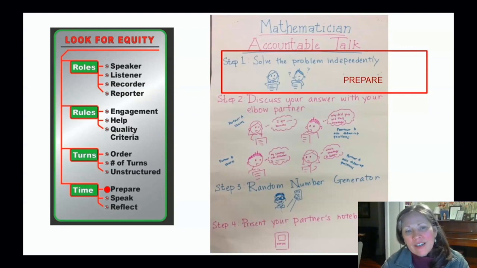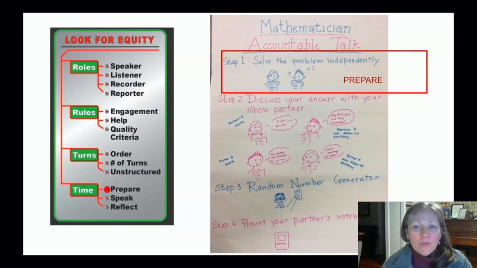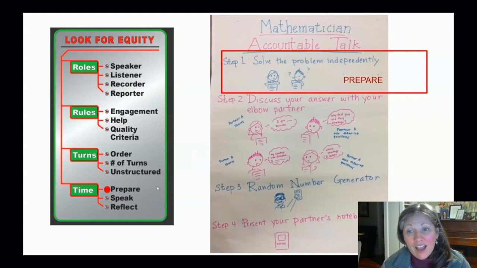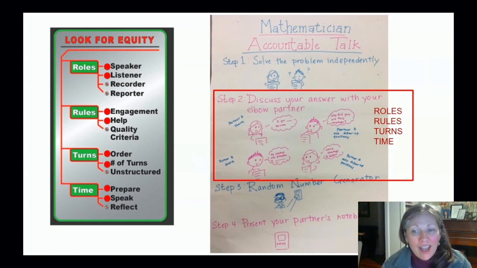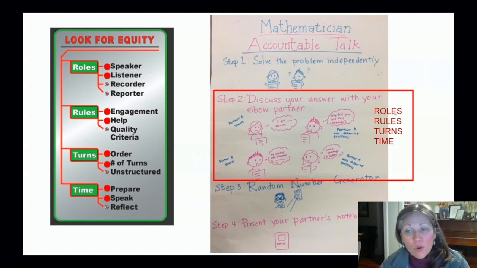So how do we do this? Well, there's 4 levers that you can adjust: roles, rules, turns, and time. And let's look at this discussion routine from one of my math teachers for accountable talk. Notice step 1 is preparation. So see how preparation under time is lit up. Then step 2, she's very clear here. Who's A, who's B? So our roles are clear for listening and speaking.